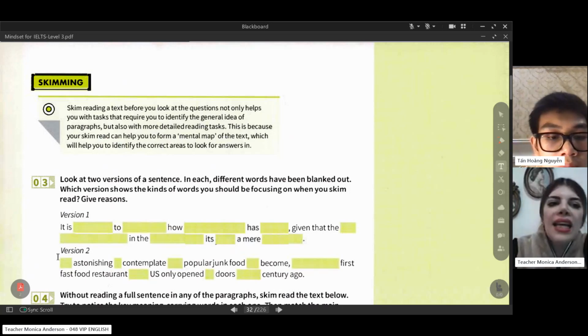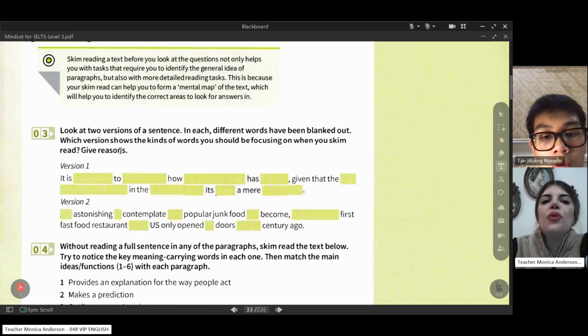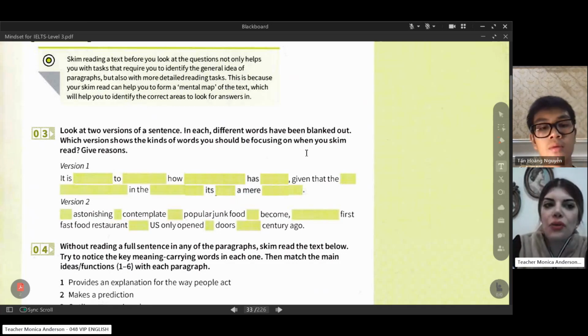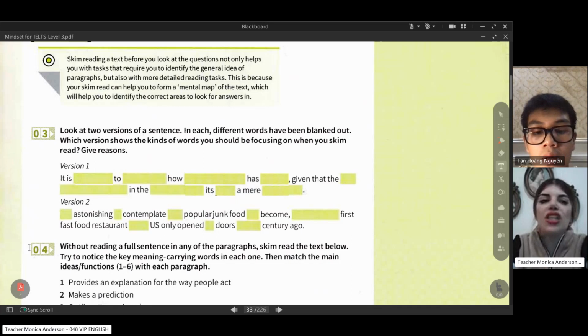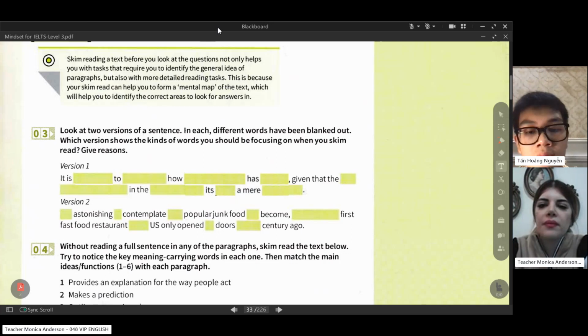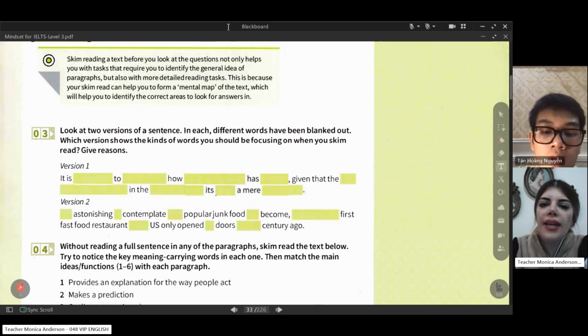Okay, now look at this part. There are two versions of a sentence. In each, different words have been blanked out. Which version shows the kind of words you should be focusing on when you skim read? So which one, the first one or the second one? What do you think? I think the first one. So you think we need to focus on the first one when skimming?